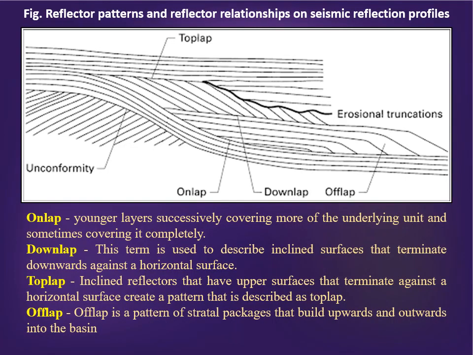Now we can also interpret the different inclination of the subsurface layers, and on the basis of that different terminologies are developed. These are already discussed in your sequence stratigraphy class, that is onlap, downlap, toplap, and offlap. Okay. So basically, onlap and offlap are used for the horizontal layers, and downlap and toplap are used for the inclined layers, the inclined layers' relationships with the upper and lower horizontal layers.